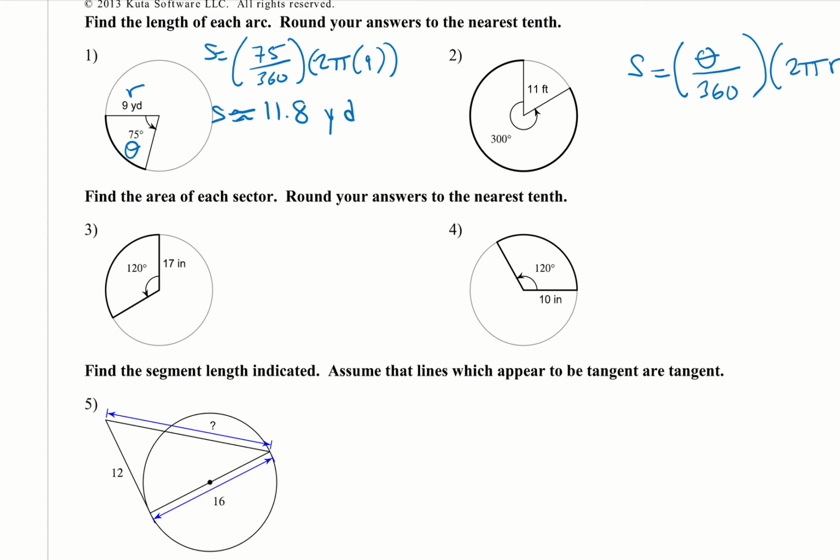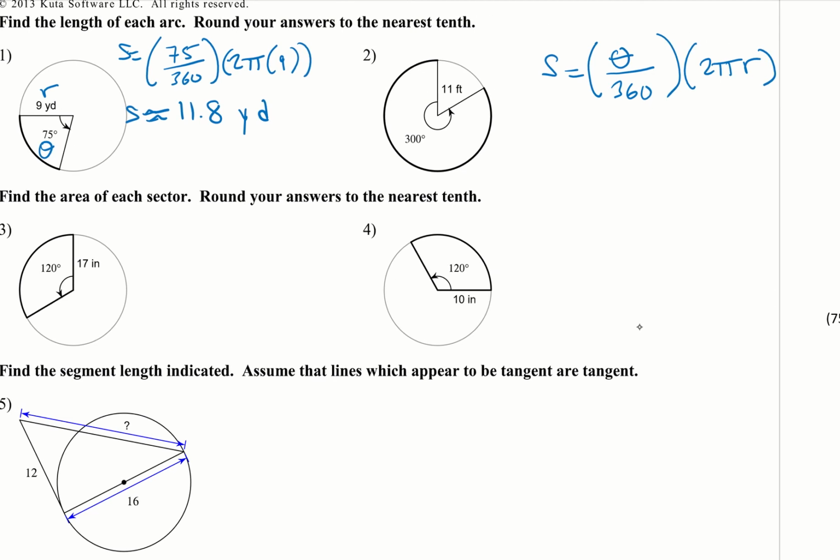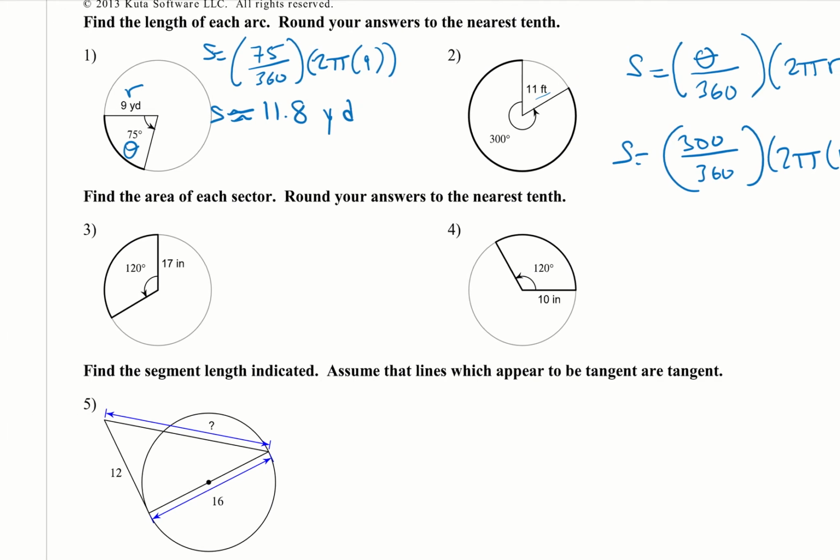All right, for number 2, we're going to do the same thing. I'm not going to calculate the whole thing. I'm going to leave it to you guys to put it on the calculator. So I'll go just shy of the one step where you plug it into the calculator and get the number. So we got S is equal to 300 over 360 times 2 pi times r, and the r is the radius, 11. And remember that the answer is going to be in feet. So I'll leave it to you guys to calculate that.